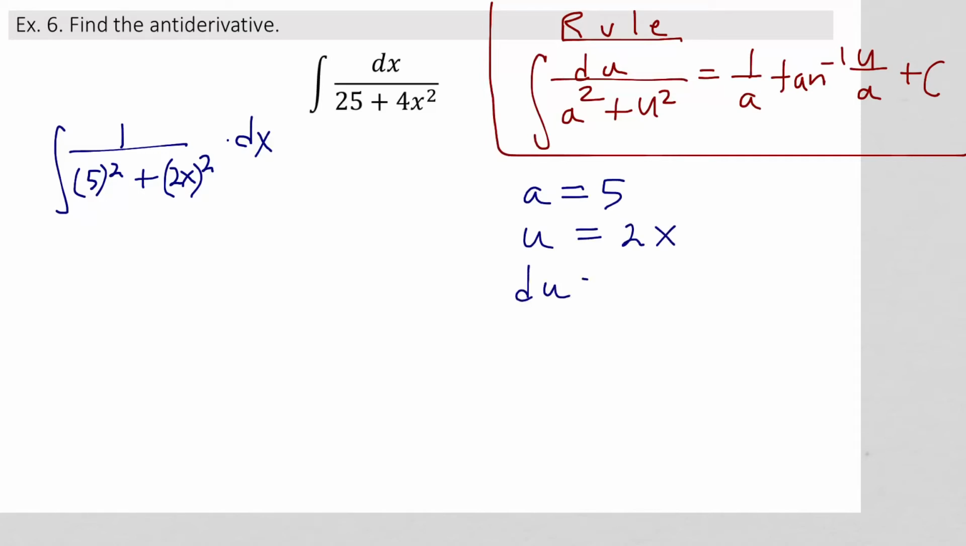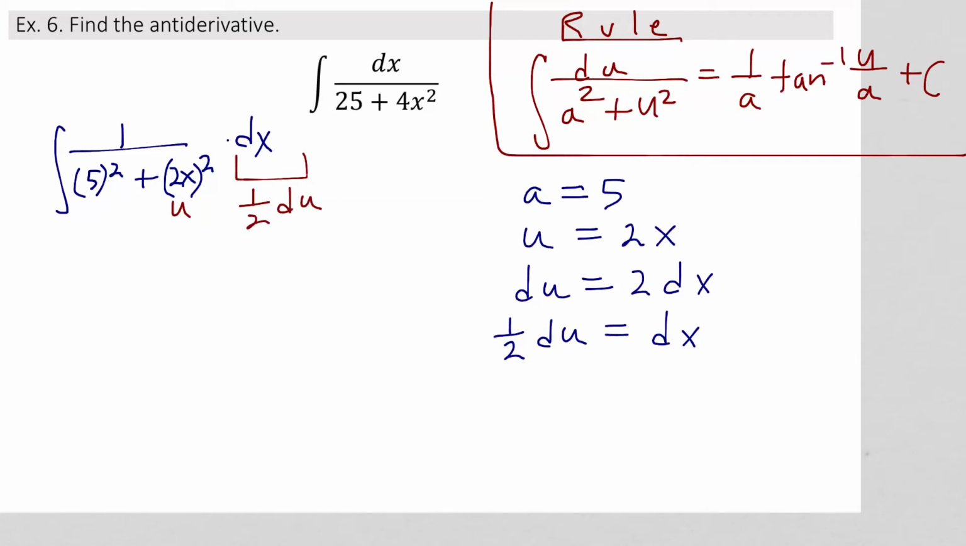du would be 2 dx. And then I look and see if I have the 2 with the dx. So that's a no. So I have 1/2 du is equal to dx. Right, then I go back over here and I can see that u is here. dx is 1/2 du.